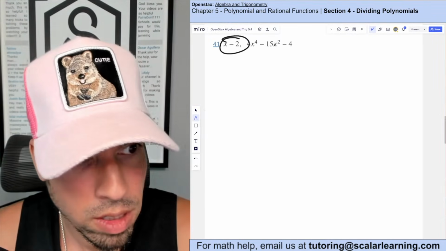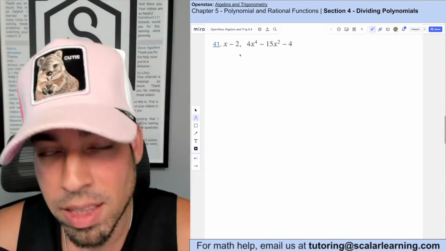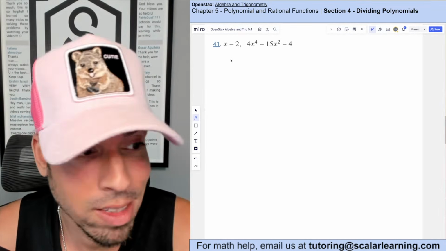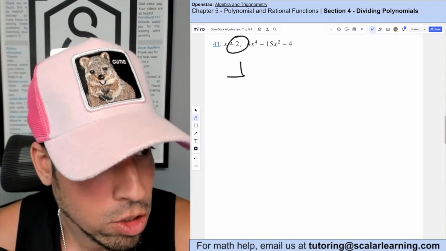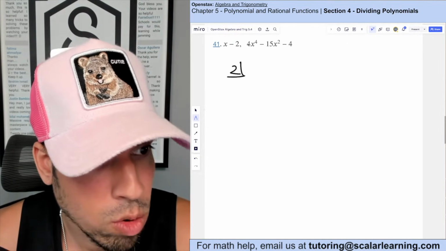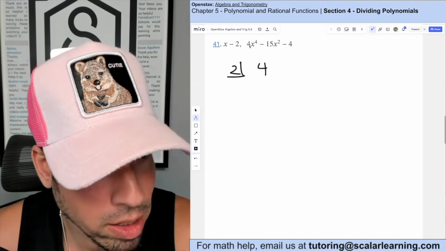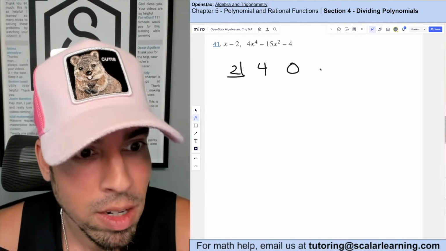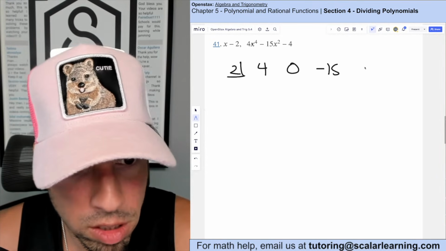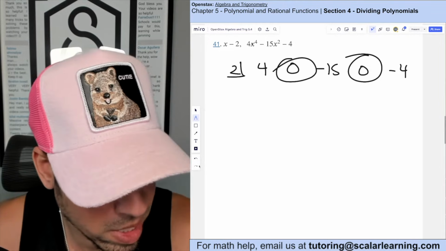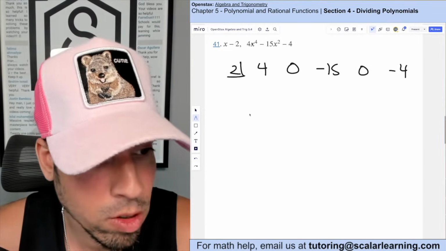For this one, to see if this is indeed a factor of this, we're going to carry out synthetic division, looking for a remainder of 0. If it's a remainder of 0, yes, it is indeed a factor. So let's throw the opposite of this up here. And then we've got the coefficients in descending order. So 4x to the 4th, 0x cubed, notice there's no x cubed, negative 15x squared, 0x, and then negative 4. And these placeholders are very important because you won't get the right result if you don't put the placeholders.